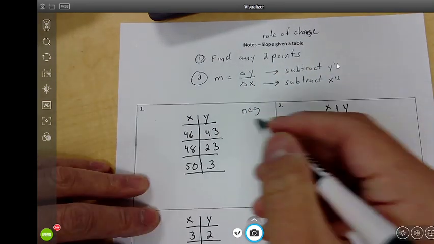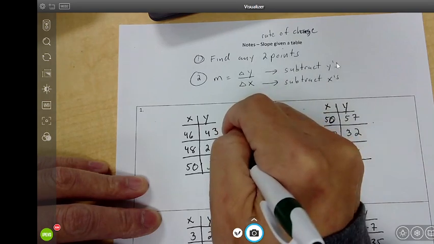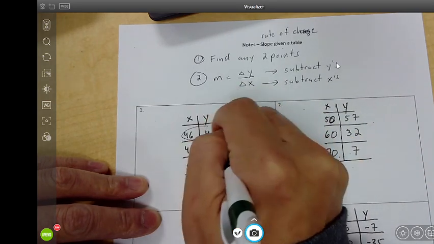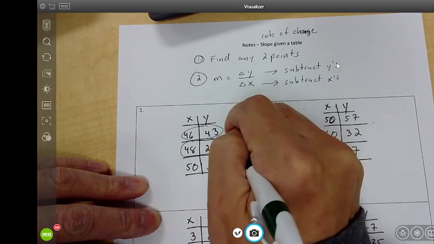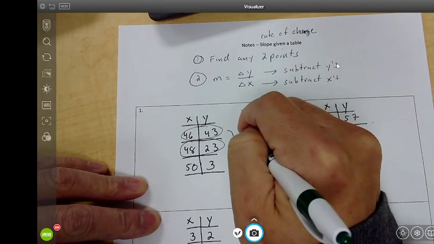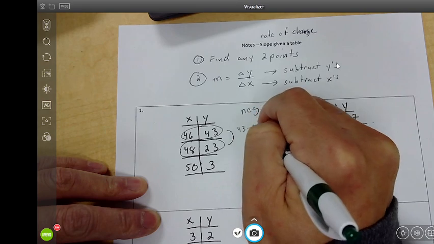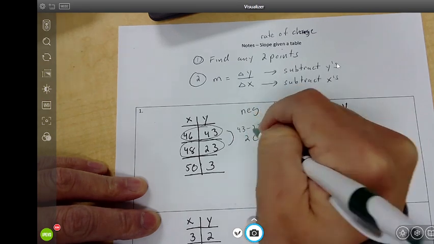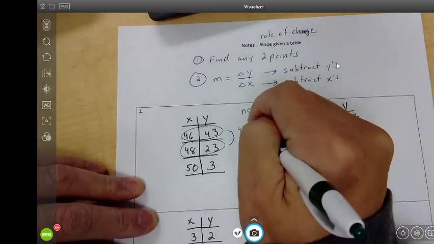Alright, so we know it's going to be negative, so now I'm going to choose the first two points right here. The change in y from 43 to 23. So I'm going to do 43 minus 23. That gives me 20. There's my change in y. Okay, so this is the change in y.